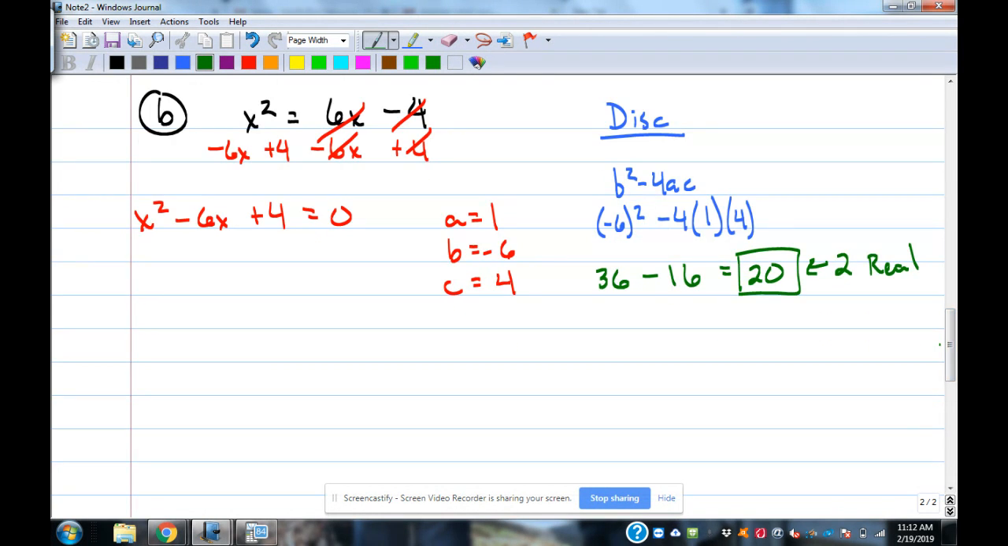Then we go and do the quadratic formula. x equals negative b. So the opposite of negative 6 would be positive 6 plus or minus radical b squared minus 4ac, which is 20, over 2 times a, which would be 2. And will the square root of 20 simplify?